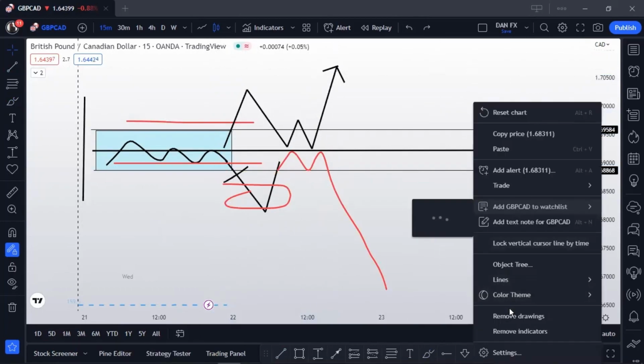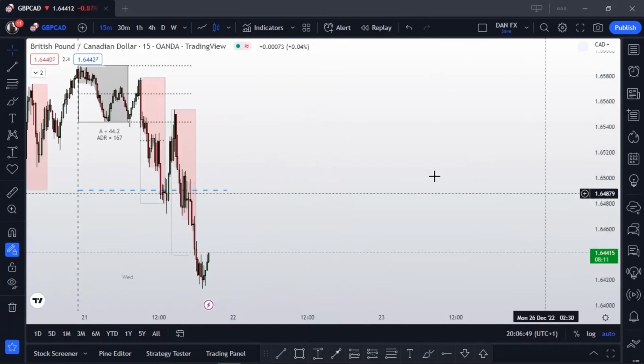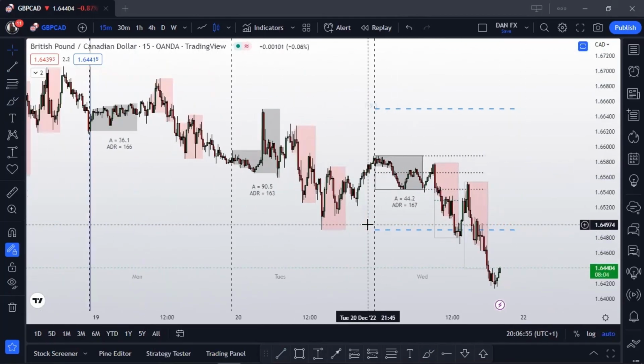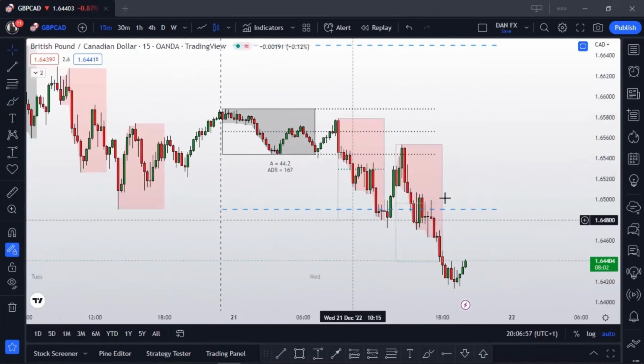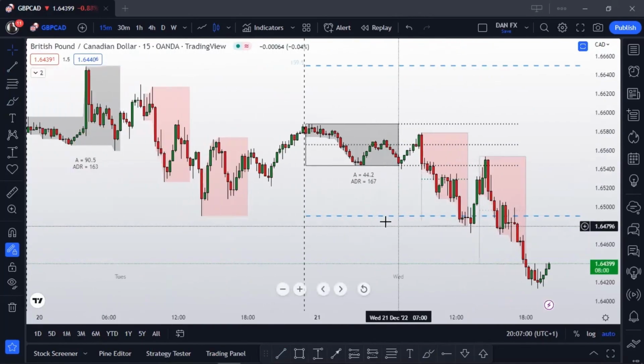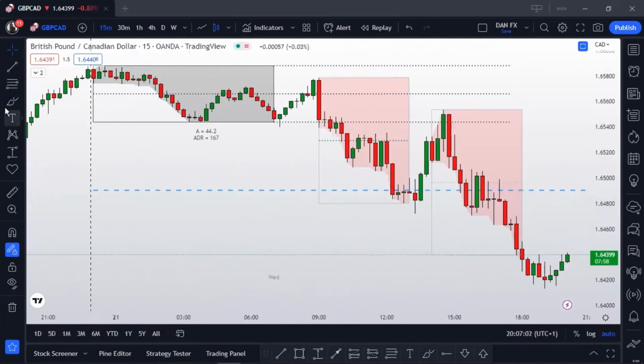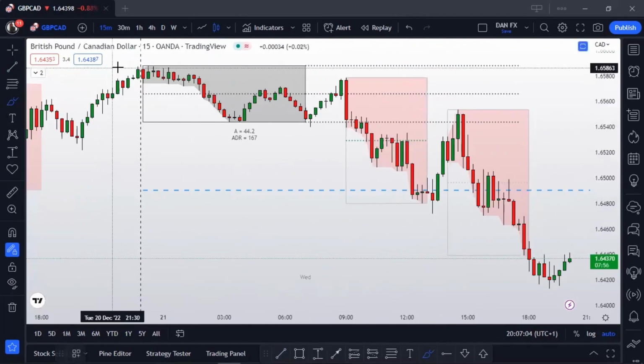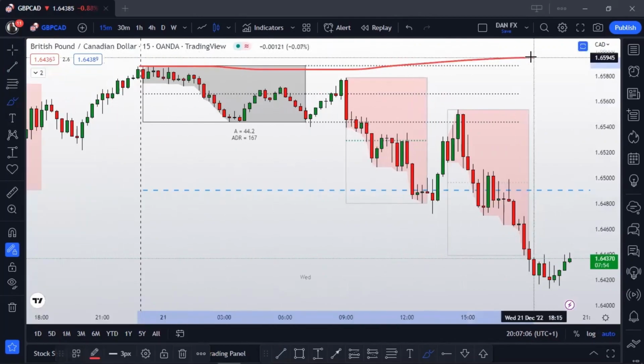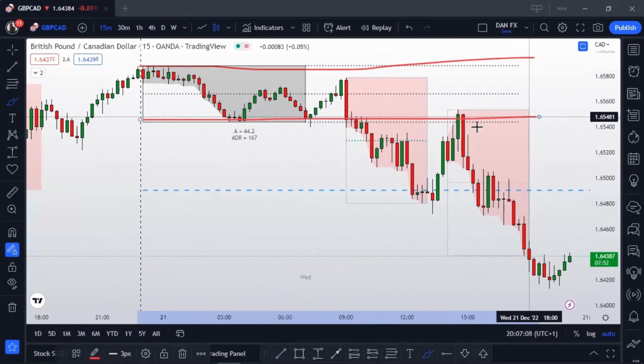Now, let's go to some examples on the charts. Here I can see a couple of examples. This is live. Now we see here we have our Asian session range happening right here, right?